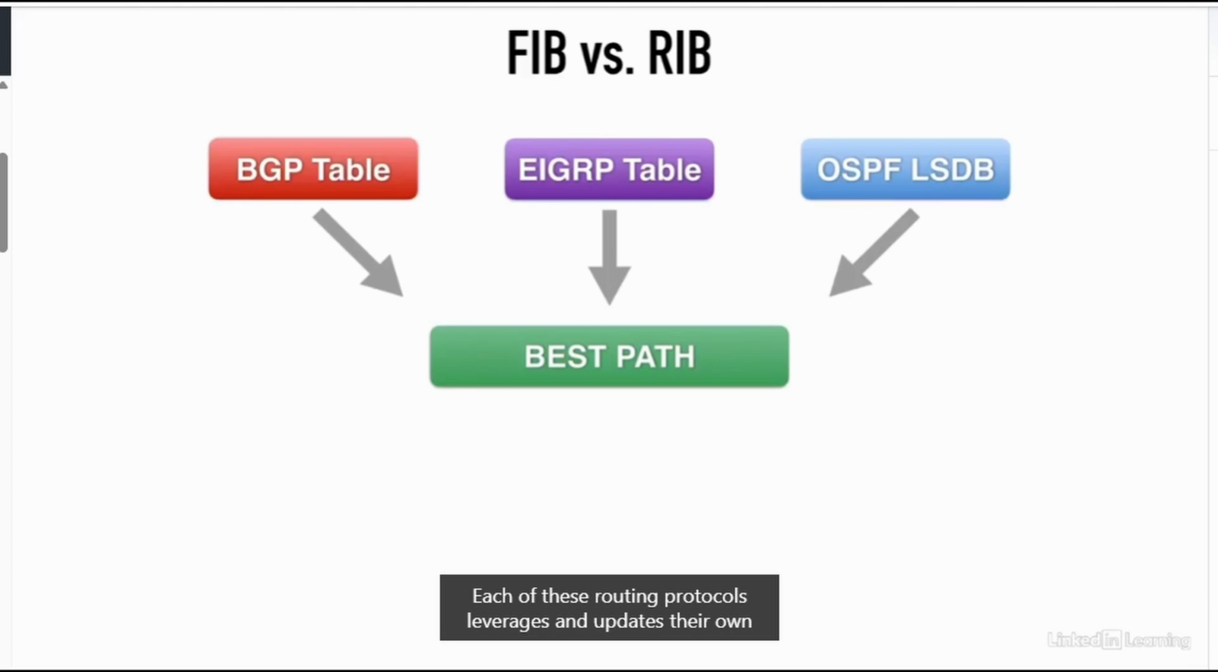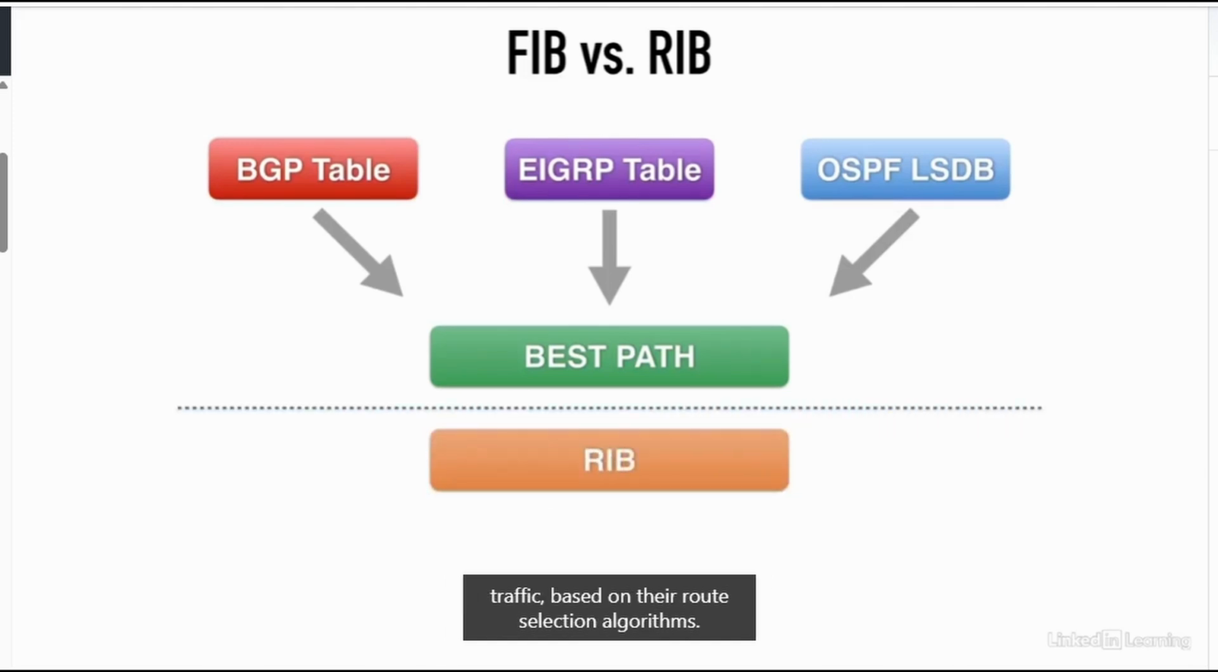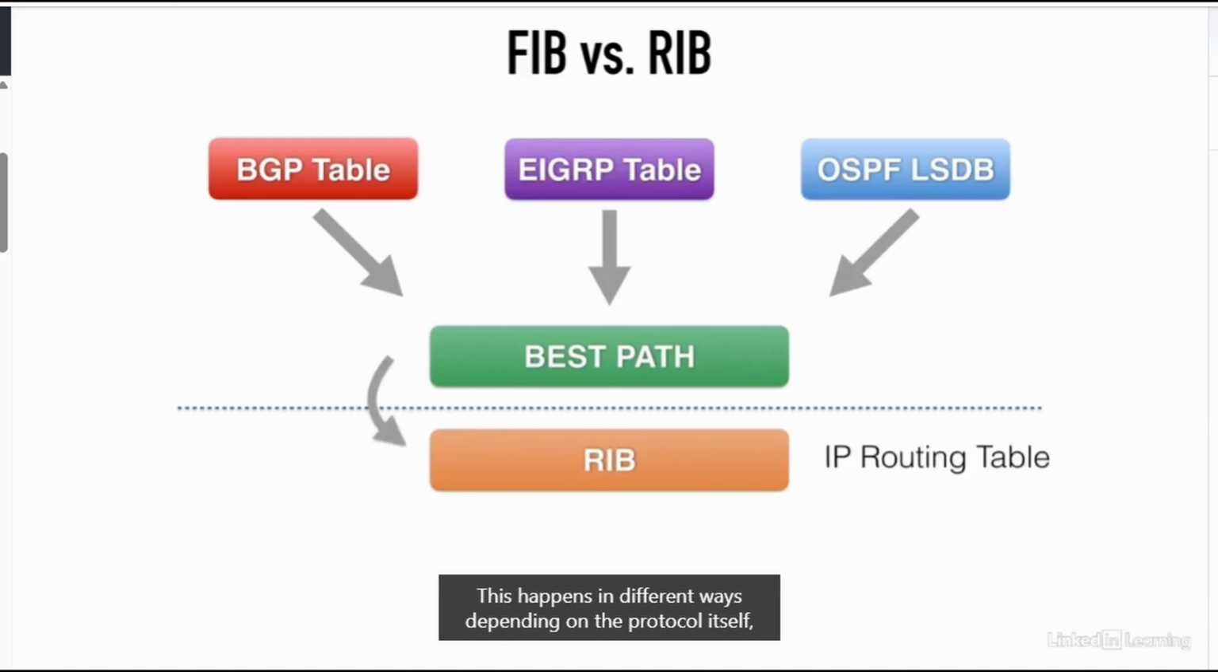Each of these routing protocols leverages and updates their own structures based on updates that they exchange with neighboring devices, and they do that in order to build a picture of the network. Each one has their own way to determine the best route for traffic based on their route selection algorithms. This happens in different ways depending on the protocol itself, but in each case, the results are inserted into the routing information base, the RIB, and those are based on administrative distance for the route. So for example, if a route is learned via OSPF and BGP, OSPF will be the preferred route because it has a lower administrative distance than internal BGP.